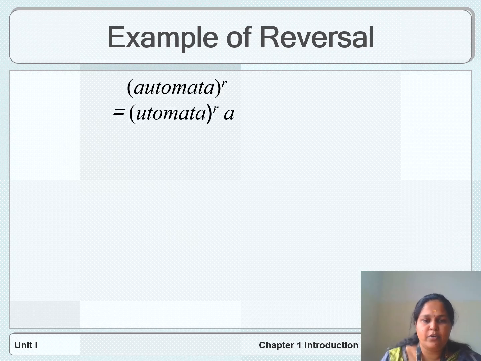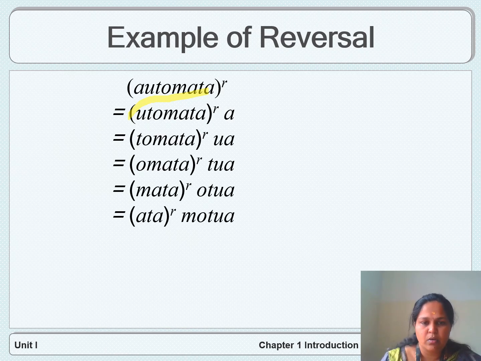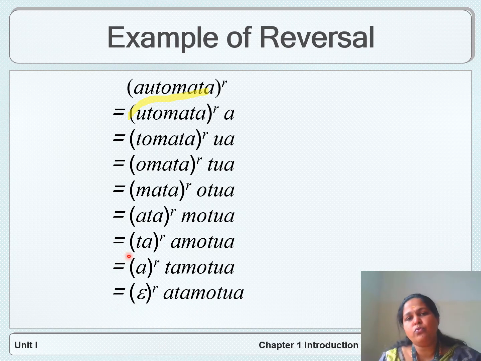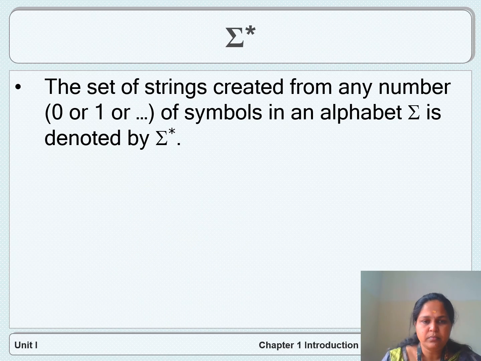Next, an example of a reversal. As you can see, automata is reversed: the a will come here, d will come here, o like this, and it will be reversed. This is how the reversal is identified. Each step is shown here. Each alphabet is reversed, and finally you have to indicate the epsilon value. Always remember the epsilon value.